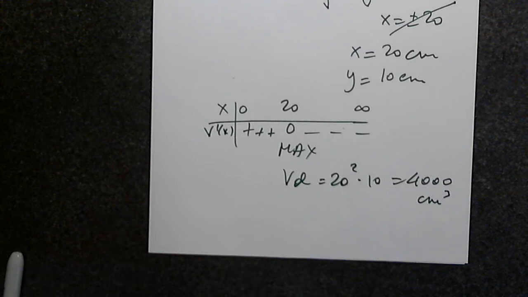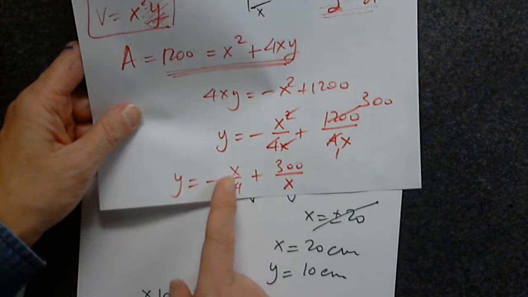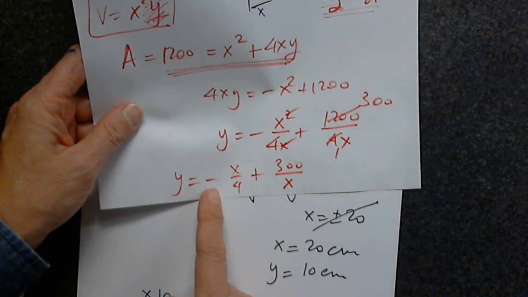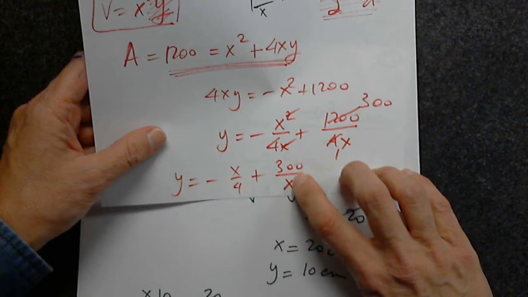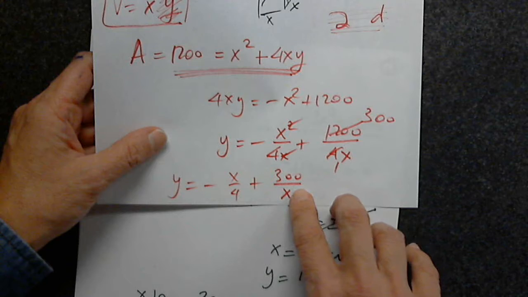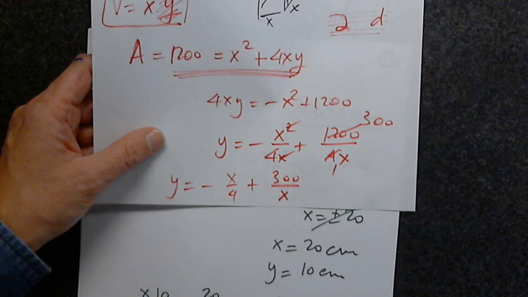Any questions? How'd you get that y was 10? By plugging in here. So 20 divided by 4 with minus in front will be negative 5. And 300 divided by 20 is 15. So negative 5 plus 15 will be 10. Is that better?